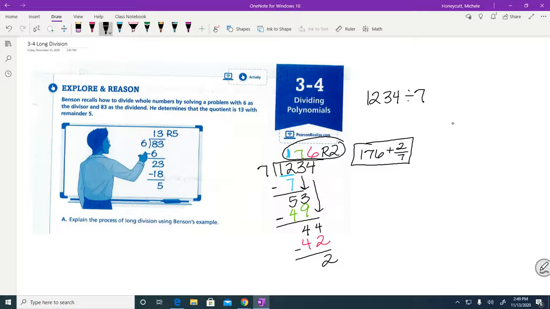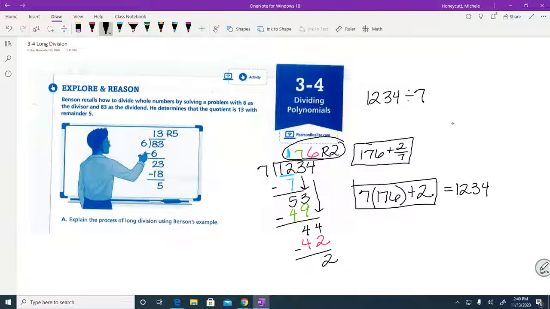The other thing that this tells us is factored form. If I take the number 7 and multiply it by 176, and then I add 2, I'm going to get 1,234. Don't believe me? Grab your calculator and try it. 7 times 176 plus 2 is 1,234. So you could have written it in any of these 3 formats.